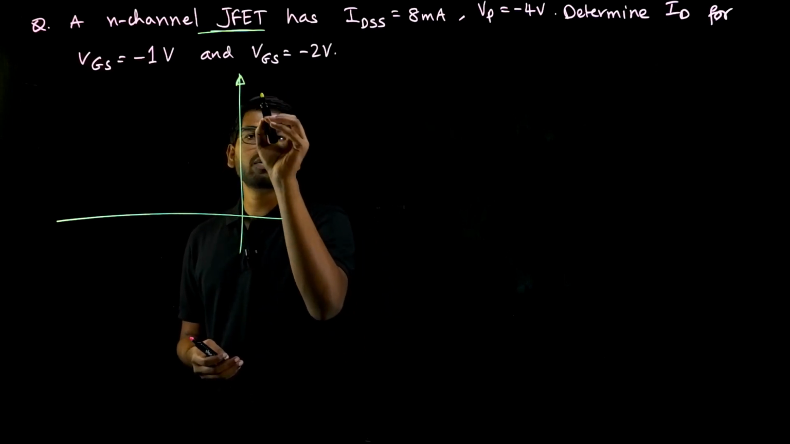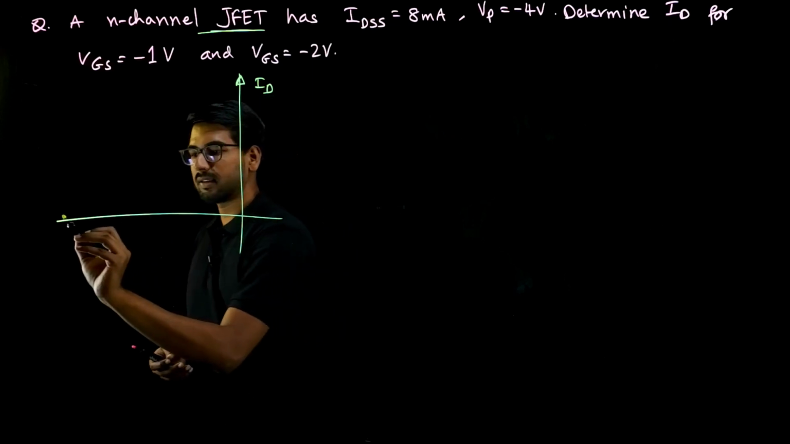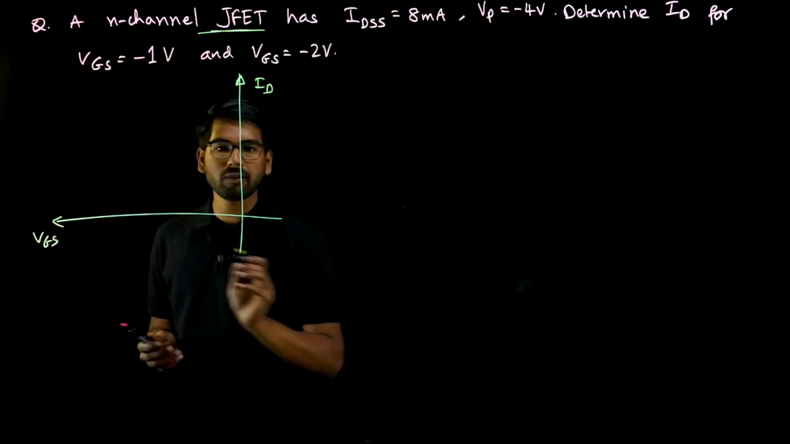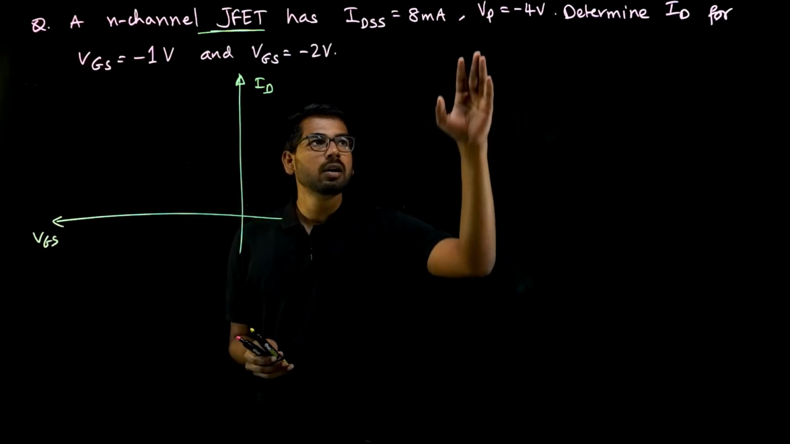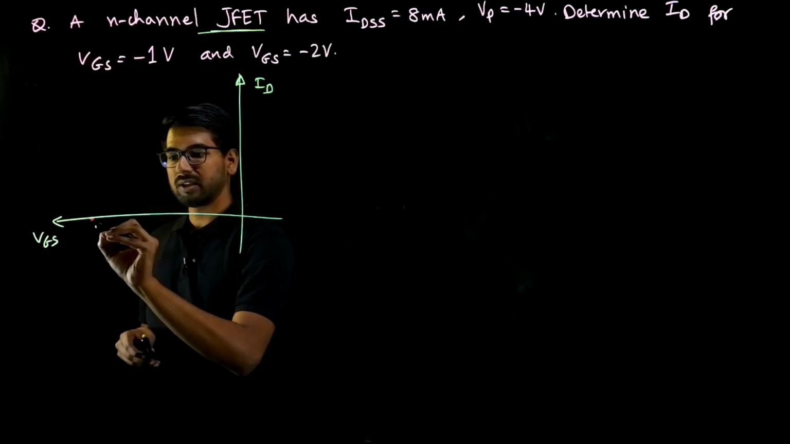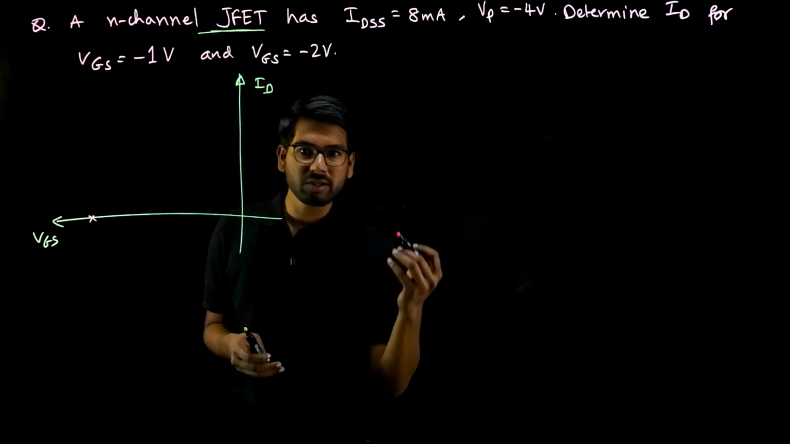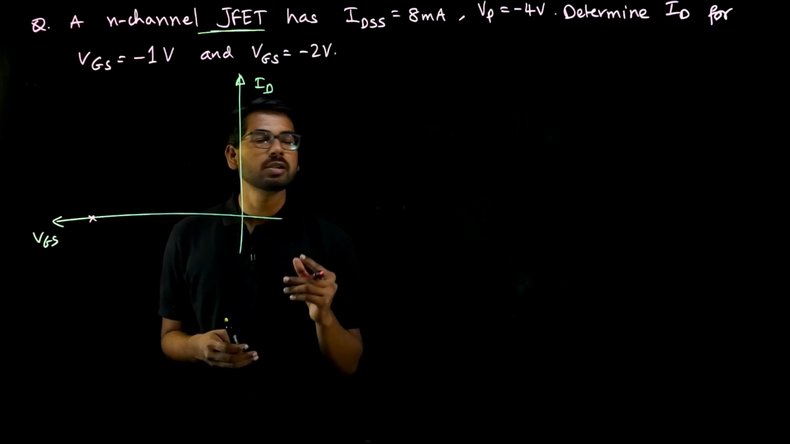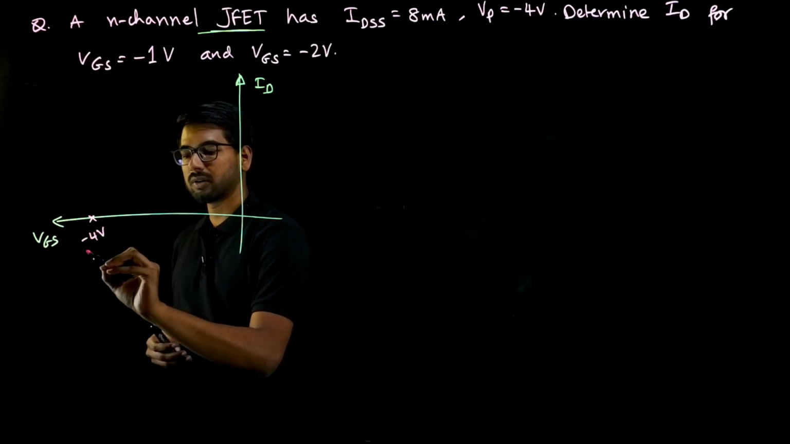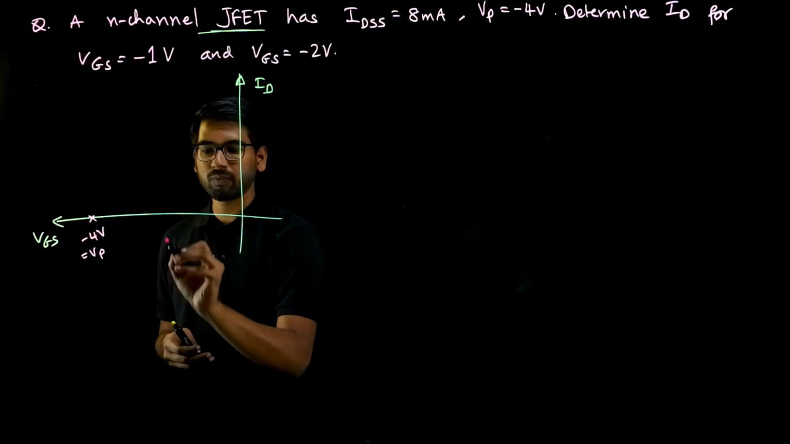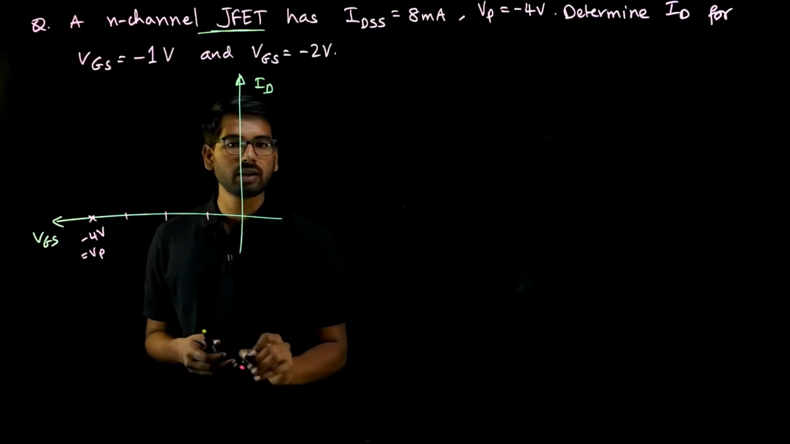So on this axis we have ID, and on this axis we have VGS. All the values of VGS are negative, and we have V pinch somewhere here. VP is the pinch-off voltage, or pinch voltage. So that is minus 4 volts, equal to VP.